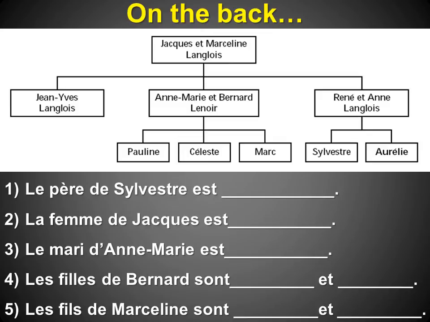On the back, here you've got another family tree. Jacques et Marceline Langlois are the grandparents. Then you've got the parents line, their children, and then you've got the cousins down there, Pauline, Céleste, Marc, Sylvestre, and Aurélie. So fill in the blanks with the correct person that corresponds to what it's talking about. So numéro 1, le père de Sylvestre est, so fill in your blank.